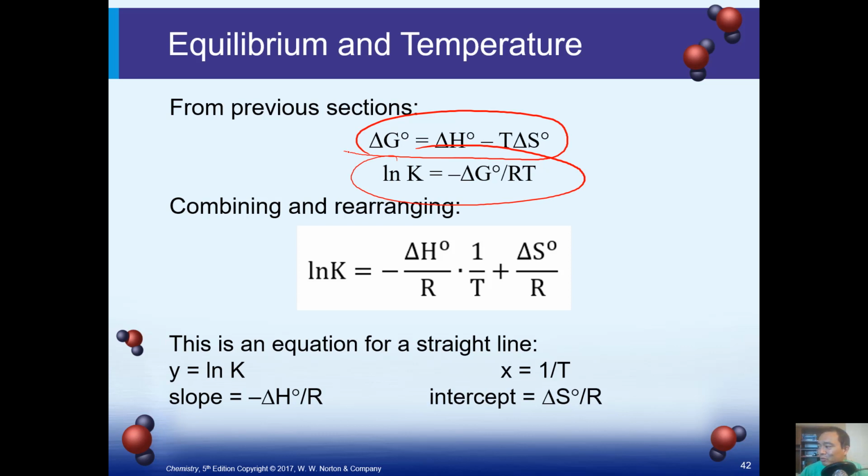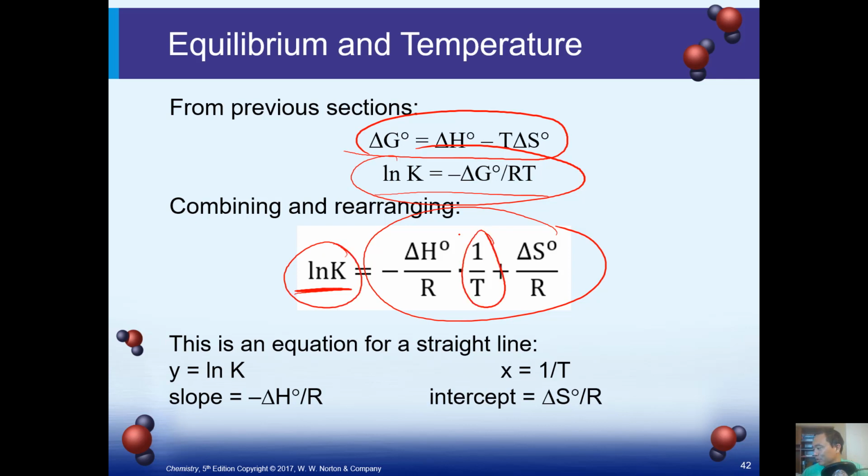So by combining these two relationships, we will have natural log of K is equal to this. If you plot natural log of K against the inverse of T in Kelvin, you would get the slope. So let's say this is the Y, and that's the slope. So negative delta H over R.